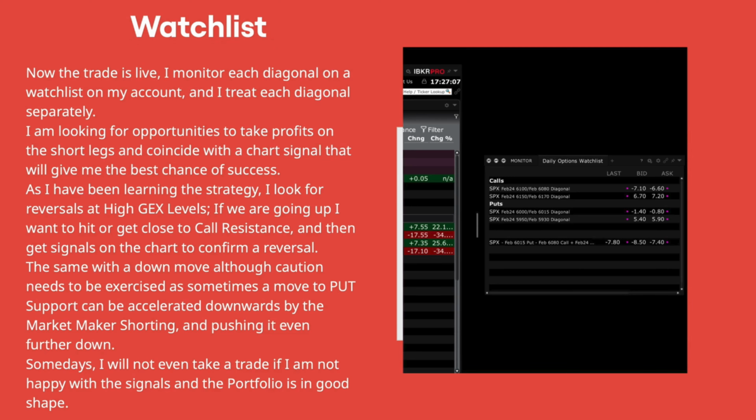As I've been learning the strategy, I look for reversals at high GEX levels. If we're going up, I want to hit or get close to call resistance, and then get signals on the chart to confirm a reversal. The same with a down move, although caution needs to be exercised, as sometimes a move to put support can be accelerated downwards by the market maker shorting and pushing it even further down. Some days I will not even take a trade if I am not happy with the signals and the portfolio is in good shape.